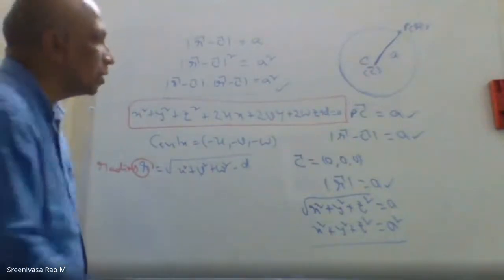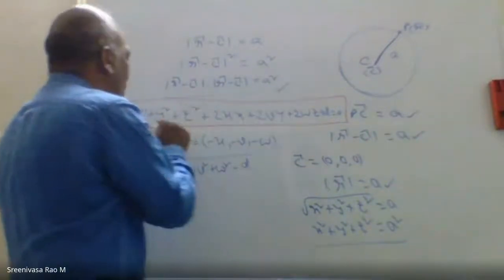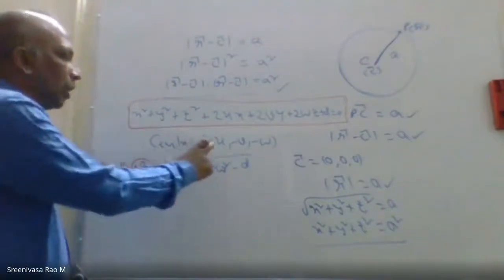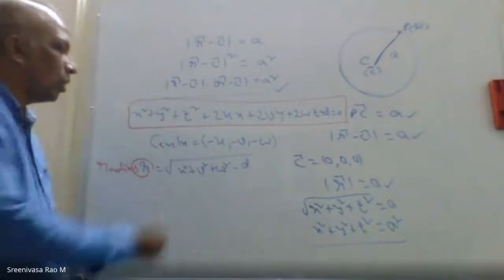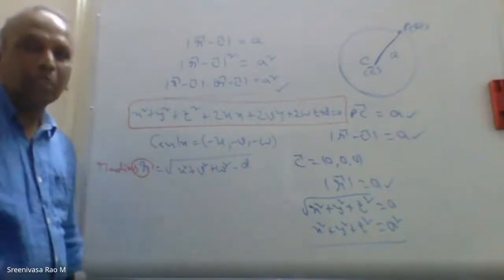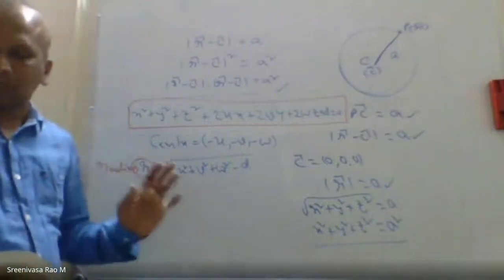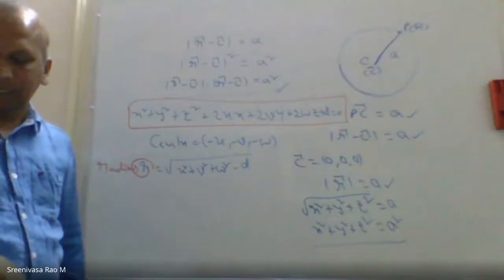This is the general equation of the sphere. The center is minus u, minus v, minus w. The radius is root of u square plus v square plus w square minus d. When the center is 0, 0, 0, we can consider x square plus y square plus z square is equal to a square, where A is the radius.